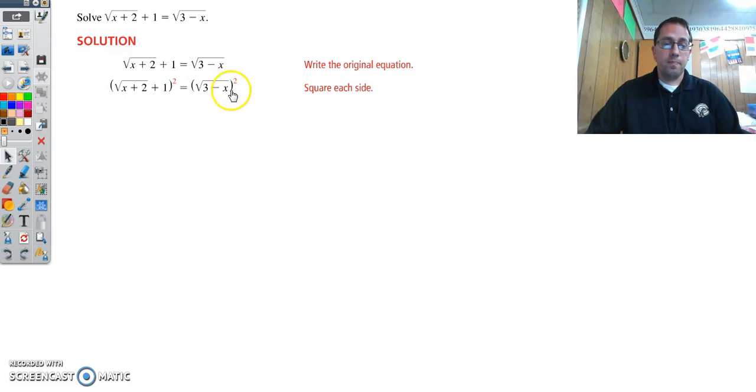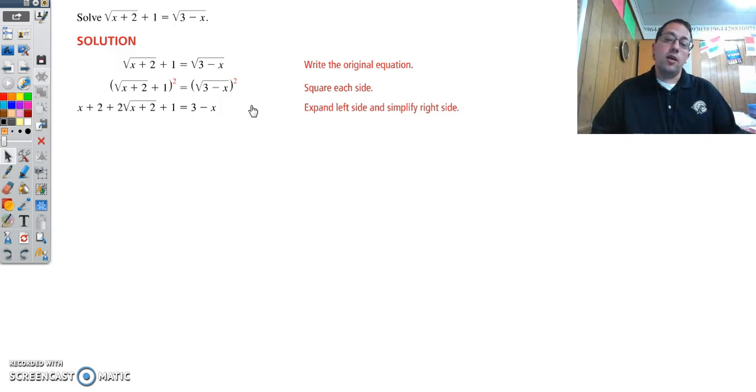We're going to square everything. This radical is going to go away. This gets foiled together, and that's going to look a little bit weird. Ends up with this: x plus 2 plus 2 times the square root of x plus 2 plus 1. Then over here we just have 3 minus x, which is easy. But here you've got to FOIL all of this together, so it's the square root of x plus 2 plus 1 times the square root of x plus 2 plus 1. So that gets a little ugly right there.